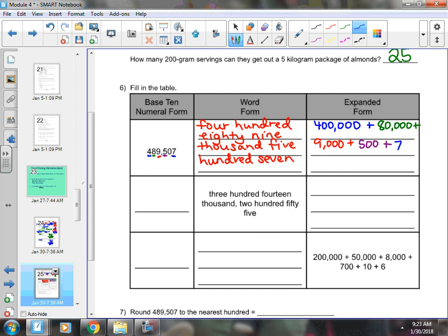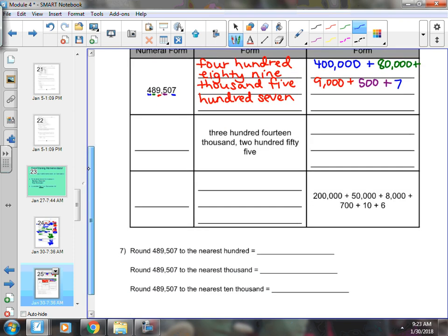The second one, they wrote it in word form, and we need to write it in the regular standard form and expanded form. I think I'm going to start with the first column. I think that'll make the expanded form easier. 314,000. Chunk it up. You know how to write 314. The word thousand is where the comma is. And you know how to write 255.